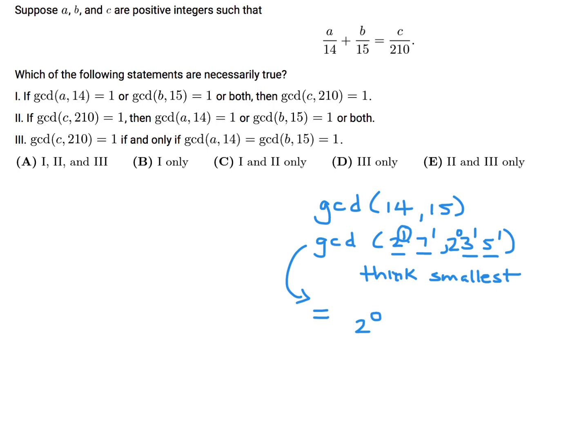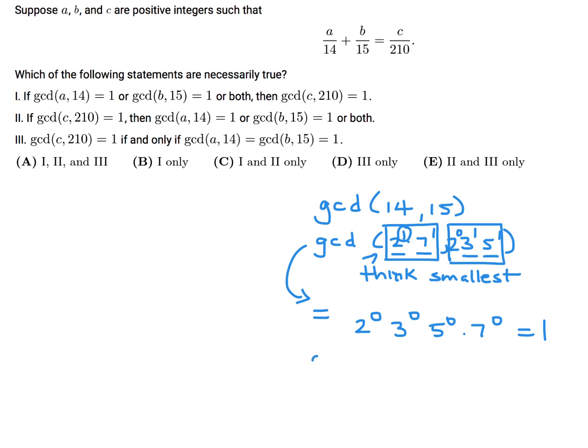If you look at both of those. Similarly for 3, the smallest power is also 0 because there's no 3 in there. Smallest power of 5 is 0 and smallest power of 7 is 0. So this actually is 1.